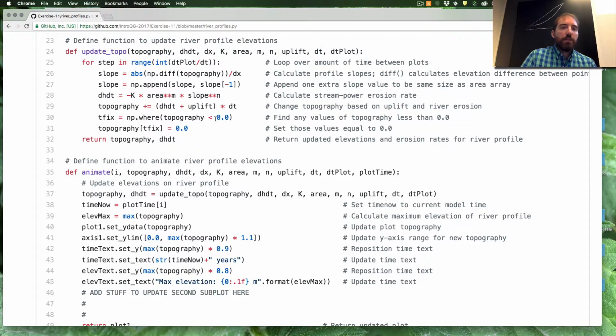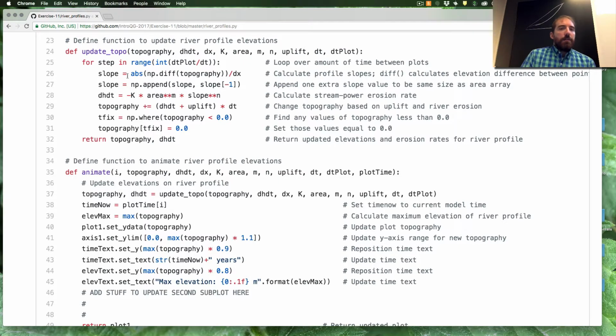So if there's any elevation for the topography that goes less than 0, it sets that elevation to be 0. If the elevations go negative in the topography, you can get the river to start eroding back in the other direction, and we don't want that. So you can break the code if you play with the constants a little bit, but it should work for everything that we'll do today.